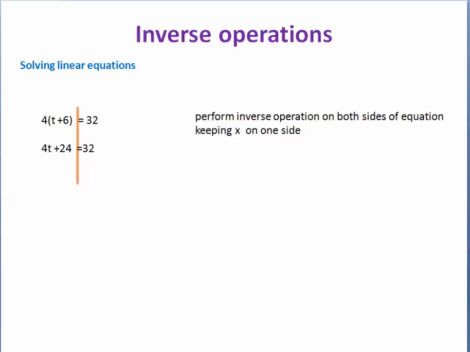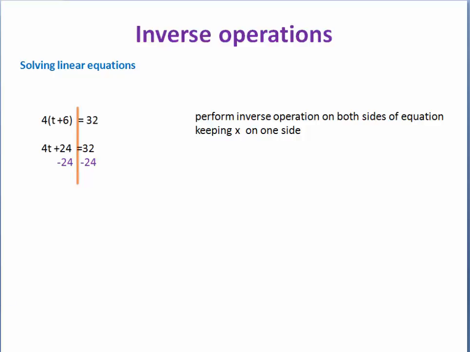4 times t plus 6 in brackets equals 32. So get rid of the brackets first. When we multiply this out, we get 4t, and 4 times 6 is 24. So 4t plus 24 equals 32. Remember, there are other ways of doing this, but doing it this way, getting rid of the brackets first, is less confusing.